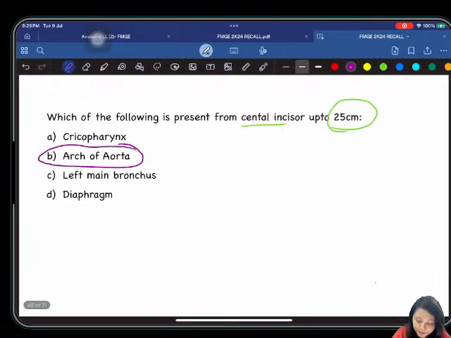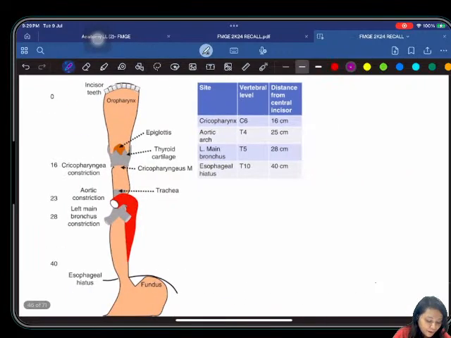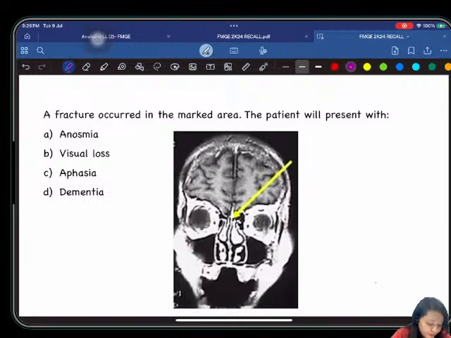Okay, so I hope everybody has attempted this question correct. Arch of aorta. Okay, so the next question came on a fracture which occurred in the marked area. Mostly the nasal bridge has been fractured in this area and the patient will present with. Since it is in the nasal area and the nasal bridge has been fractured, the answer will be related to olfaction. So the answer will be your anosmia out of all. If you see visual, no way. Aphasia, no. Dementia, no.